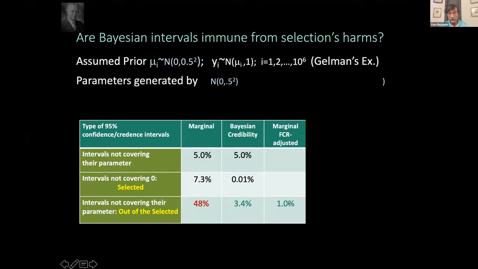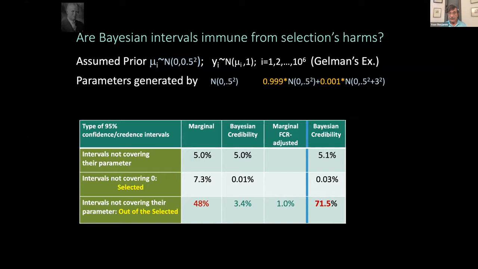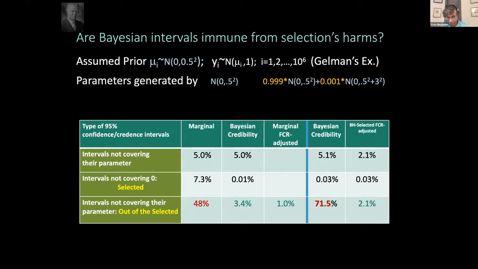Let us now just modify a little bit the prior from which the parameter are estimated. So with 1/1,000 probability, we inflate the prior. Just 1/1,000, otherwise we keep everything the same. Now we look at Bayesian credibility intervals. Again, not covering their parameters, 5.1 didn't change by much. Intervals not covering zero were protected as here. But if we look only at those that do not cover zero, then the Bayesian credibility intervals fail as much as the regular intervals. While, of course, the BH selected and FCR adjusted fulfill the promise.